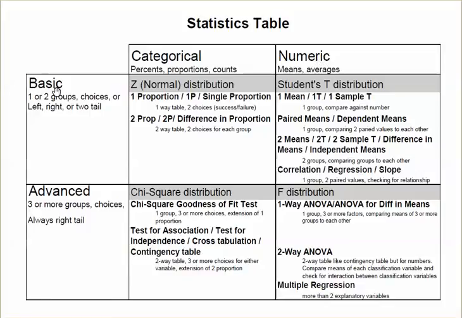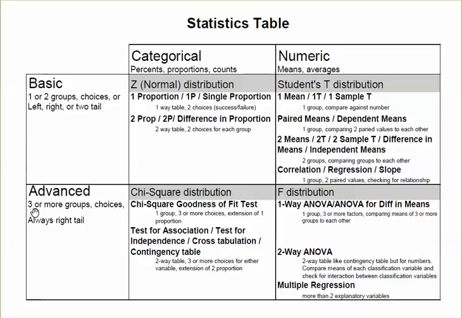We also then have basic and advanced statistics. So we've got categorical and numeric, then we've got basic and advanced. Basic is one or two groups, and you can have left, right, or two-tail. So it's only one or two groups. For example, if you were looking at some data and you knew you only had one or two groups, you know that it's going to be basic, which means it's going to be either categorical or numeric, in this box up here or this box up here.